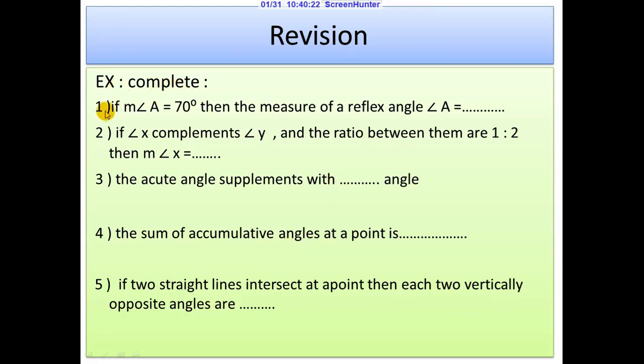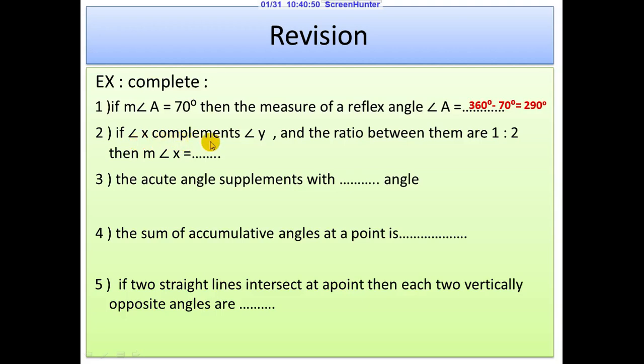Exercise: complete. Number 1. If the measure of angle A equals 70 degrees, then the measure of the reflex angle A is what? How to find the reflex angle A? We must subtract 70 from 360 to find the reflex angle A, like that. 360 minus 70 equals 190 degrees. Let's see exercise number 2.